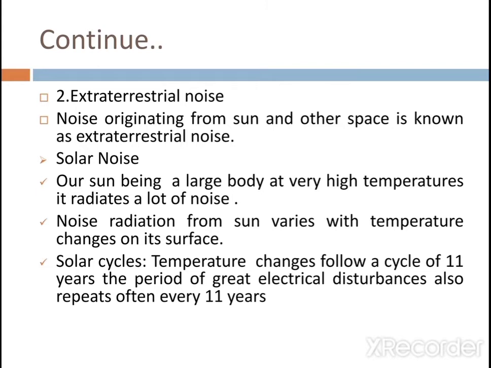Then second is solar cycles. So what is a solar cycle? Solar cycle means temperature changes follow a cycle of 11 years, the period of great electrical disturbance, and it repeats often every 11 years.